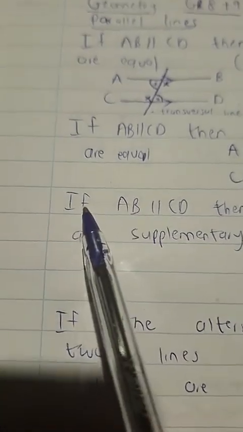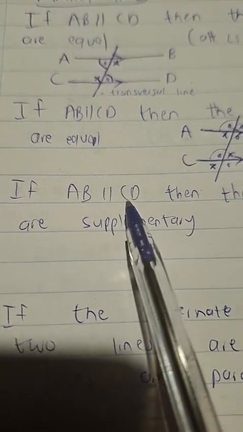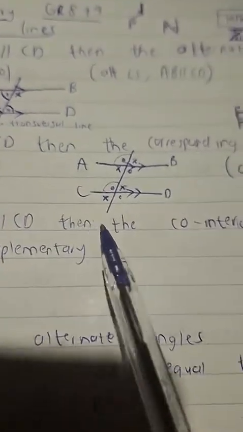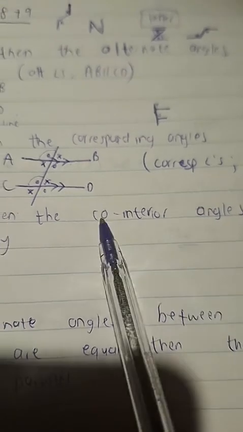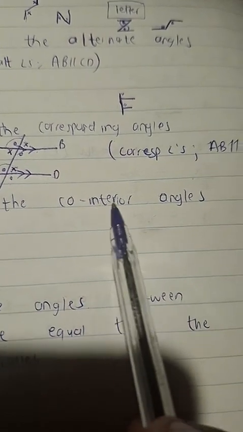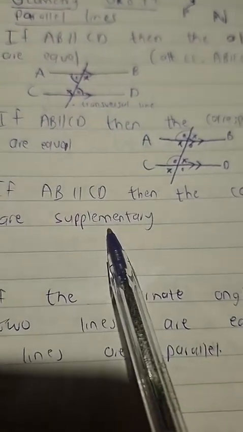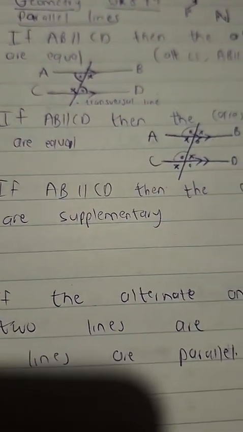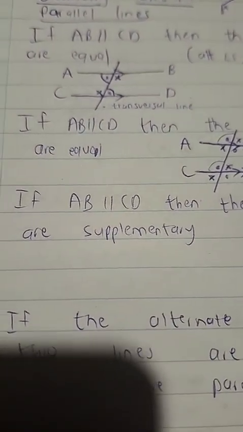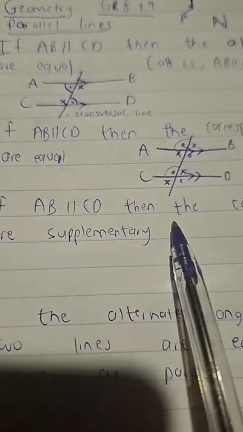Let's look at the third statement. If AB is parallel to CD, then the co-interior angles, what are we talking about here? Co-interior angles are what? Supplementary. It's a bit of a meal there, so we need to unpack it and understand what they are saying. We are being told if AB is parallel to CD.